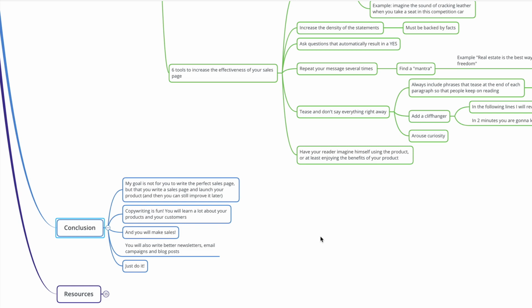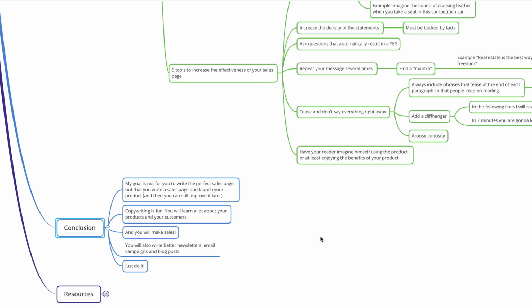Okay, so to wrap it up, my goal is not for you to write the perfect sales page. My goal is for you to write a sales page and launch your product soon, and then you can still improve it later. But try to get it done. Don't try to make it perfect. I tell people this all the time, because done is better than perfect. Okay, your copy is not great. You might not have made a ton of sales, but hey, if you made a few sales, you made some money, it's going to give you some confidence to keep going.